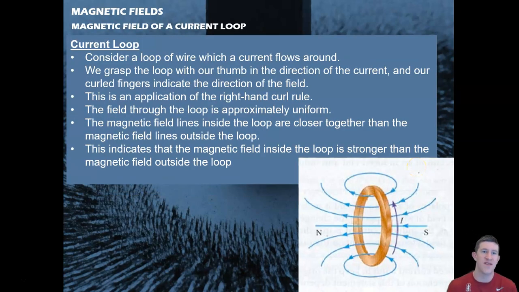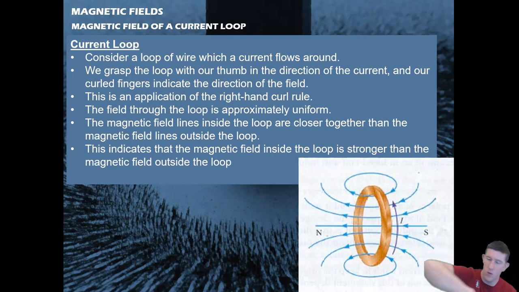Now if we look at a magnetic field on a current loop, first consider a loop of wire which a current flows around. We grasp the loop of wire with our thumb in the direction of the current, and our curled fingers indicate the direction of the field. So we can still use this right-hand rule, but now this is an application of that right-hand curl rule. Our thumb points in the direction of the current, our fingers curl around the loop, and we've got the direction of the magnetic field.